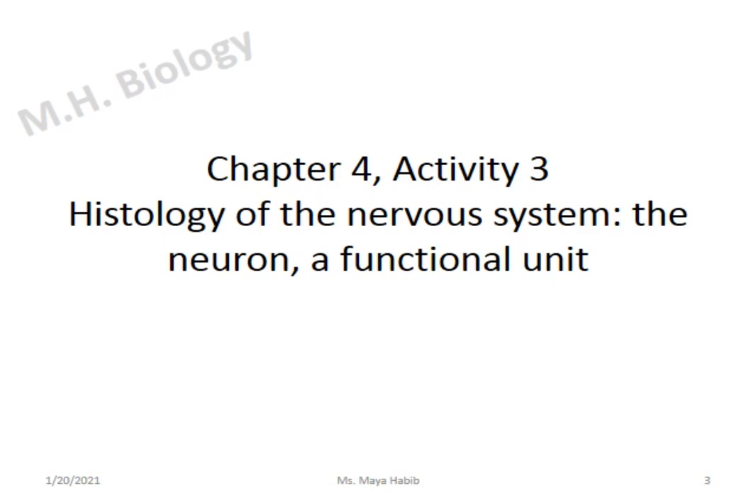So we will start with activity 3 of chapter 4. It is about the histology of the nervous system. We will be studying the neuron, which is the structural and functional unit of the nervous system.